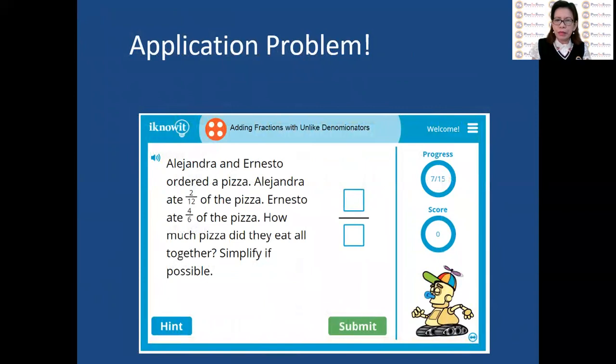Another application problem here is about pizza. Alejandra and Ernesto ordered the pizza. Alejandra ate 2 out of 12 of the pizza. Ernesto ate 4 out of 6 of the pizza. How much pizza did they eat altogether? Simplify if possible. Again, we're going to look for keywords. The keyword here, altogether, means you're going to add.